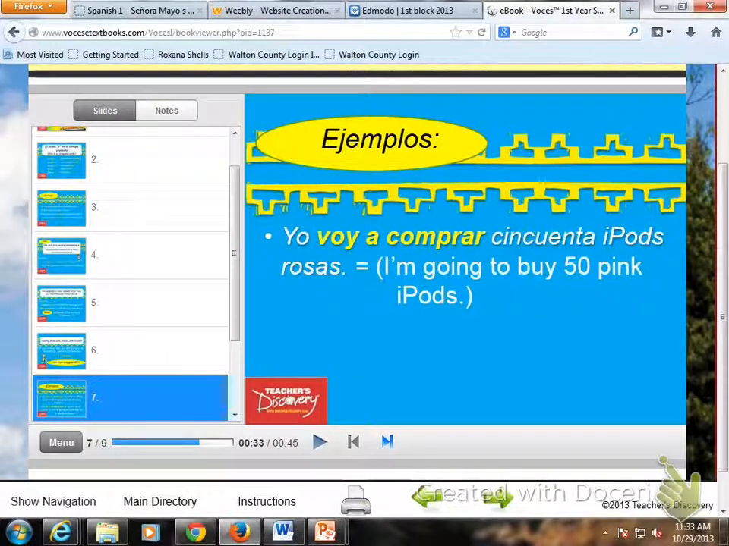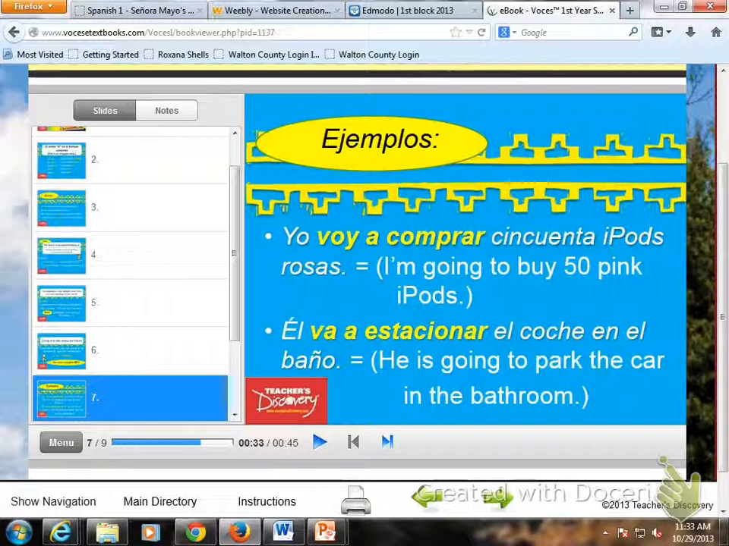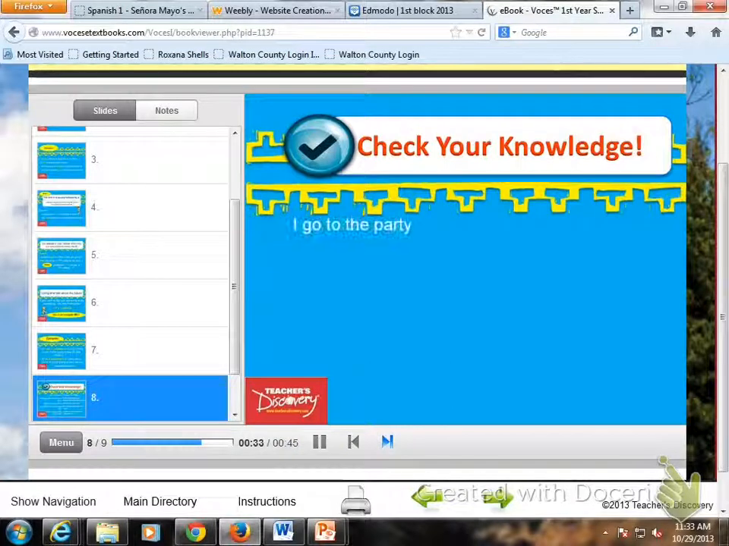For example, voy a comprar. You would conjugate the voy, and then the a stays there, which technically would be I'm going to buy. And I'm going to park. Same thing, conjugate the first verb, don't conjugate the second one. Okay, so let's try some of these.